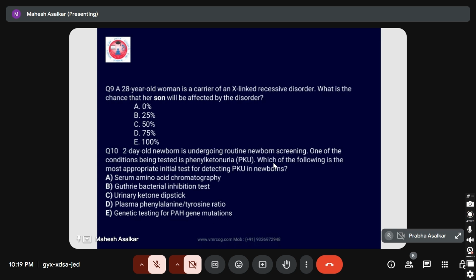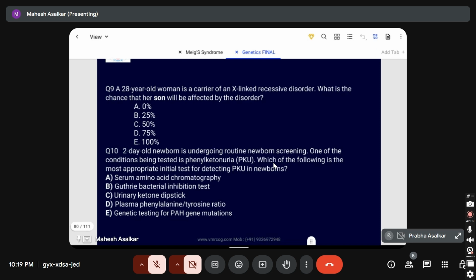One of the conditions being tested is phenylketonuria. Which of the following is the most appropriate initial test for detecting PKU in a newborn? Option A, serum amino acid chromatography. Option B, Guthrie bacterial inhibition test. Option C, urinary ketone dipstick. Option D, plasma phenylalanine tyrosine ratio. Option E, genetic testing for PAH gene mutations.